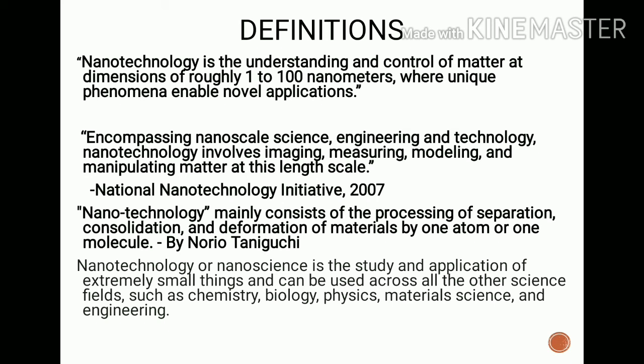Let us now discuss the definitions of nanotechnology. Nanotechnology is the understanding and control of matter at dimensions of roughly 1 to 100 nanometers, where unique phenomena enable novel applications. The second definition is given by the National Nanotechnology Initiative 2007. It stated nanotechnology as encompassing nanoscale science, engineering, and technology. Nanotechnology involves imaging, measuring, modeling, and manipulating matter at this length scale. Professor Norio Taniguchi also stated that nanotechnology mainly consists of processing of separation, consolidation, and deformation of materials by one atom or one molecule.